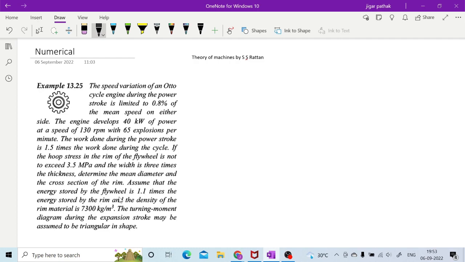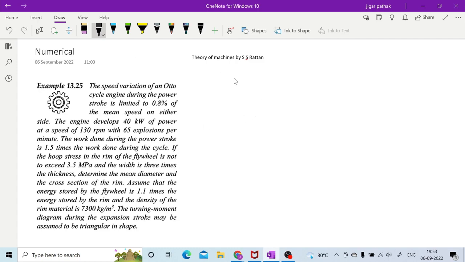Assume that the energy stored by the flywheel is 1.1 times the energy stored by the rim, and the density of the rim material is 7300 kilogram per meter cube. Now the turning moment diagram during the expansion stroke may be assumed to be triangular in shape.